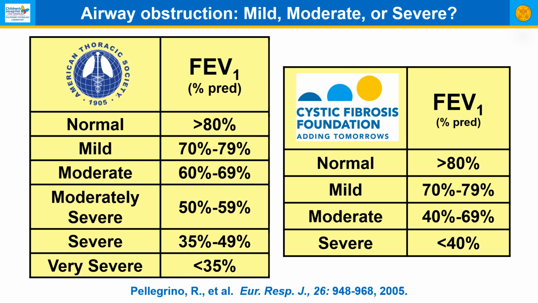So in terms of quantitating airway obstruction, there are basically two published criteria. The American Thoracic Society, as you can see, normal for FEV1 is greater than 80%, mild 70 to 79, moderate 60 to 69, moderately severe 50 to 59, severe 35 to 49, and very severe less than 35. The CF Foundation, a little simpler. Normal is greater than 80, mild is 70 to 90, moderate is 40 to 69, and severe is less than 40.